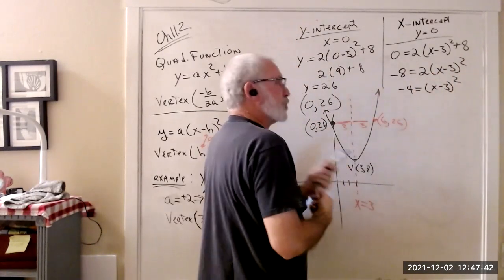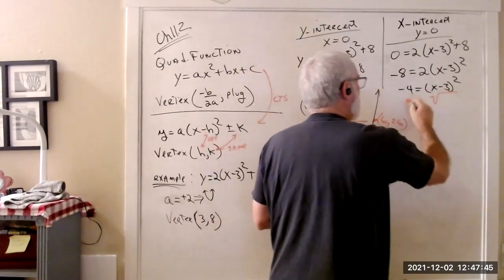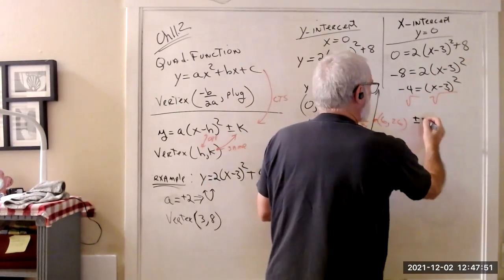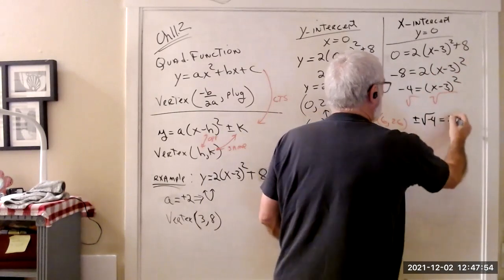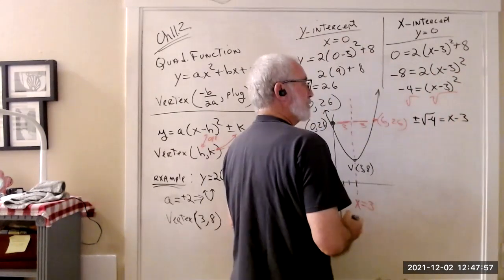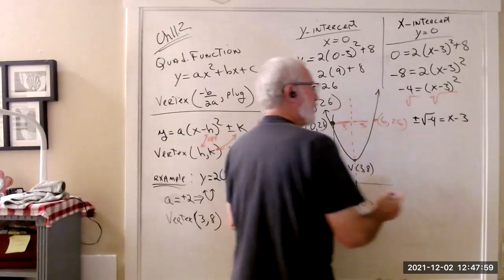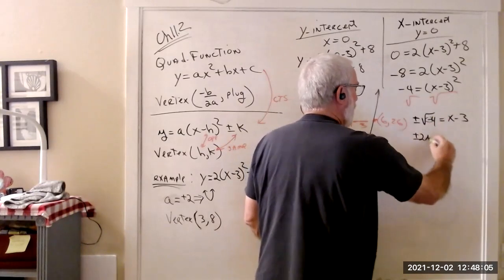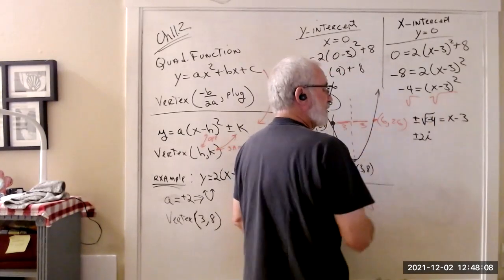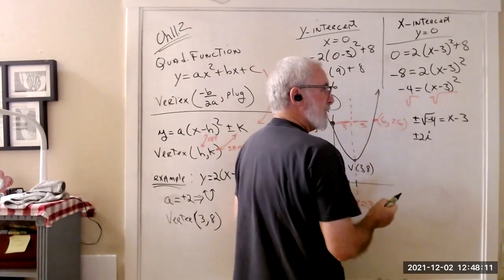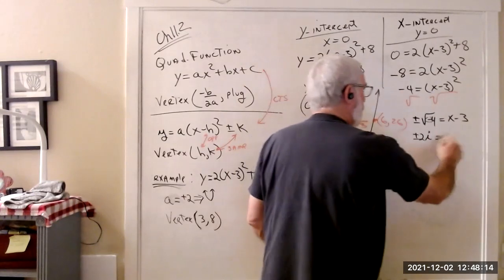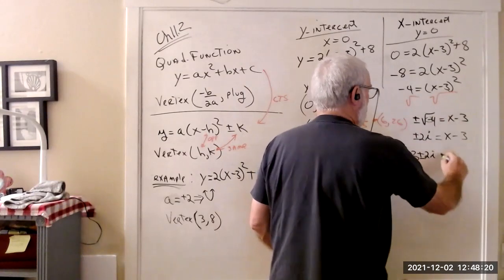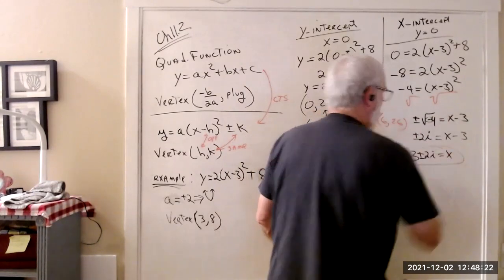Okay, then I'm going to square root both sides. Remember that square root property? So I'm going to get plus or minus the square root of -4 equals x minus 3. Hang with me. This becomes plus or minus 2i. Remember, a negative inside of a square root means imaginary. 2i equals x minus 3. Add 3 to both sides. And we have a problem.